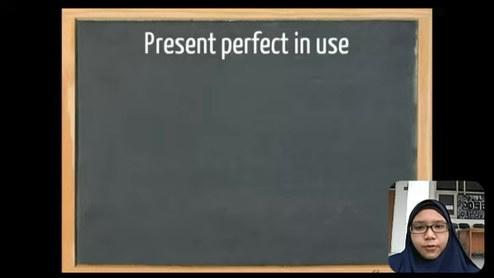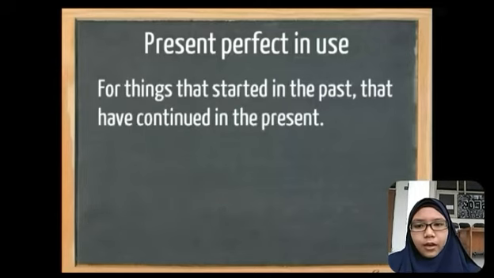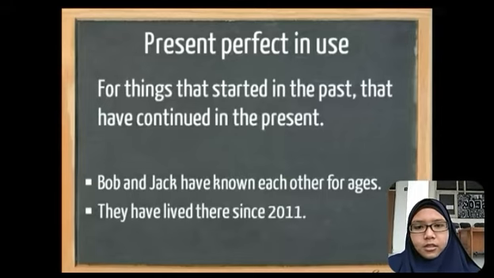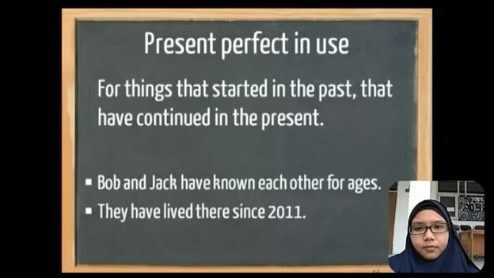We also use the present perfect tense for things that started in the past and have continued in the present. For example, Bob and Jack have known each other for ages. They met in the 1970s and they are still friends. They have lived there since 2011. So they moved there in 2011 and they've continued to live there.